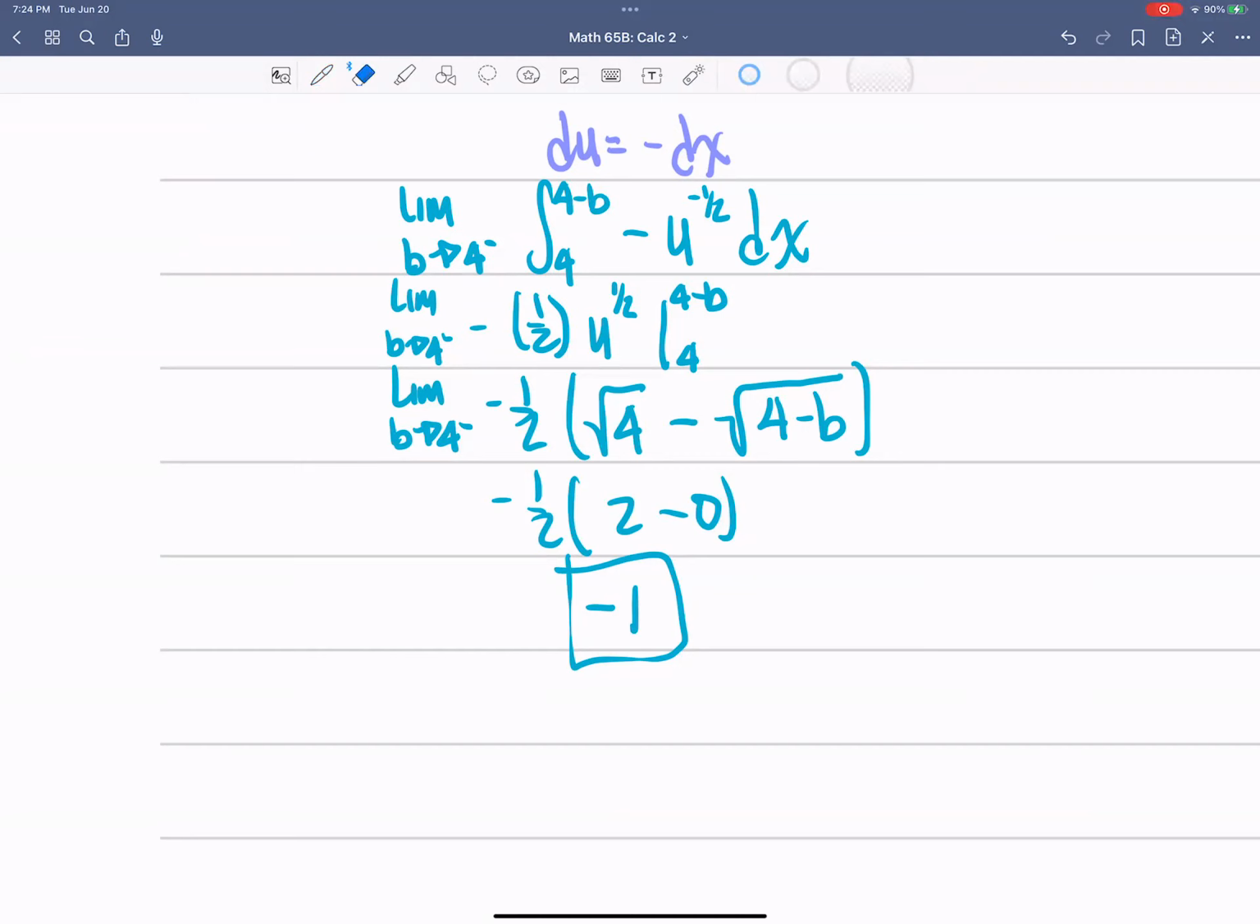Oh, I see where I messed up. So this shouldn't be 1/2. This should actually be 2. So 2, 2, 2, and this would be negative 4. Negative 4 or positive 4?